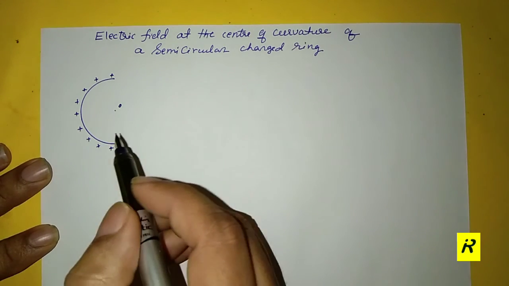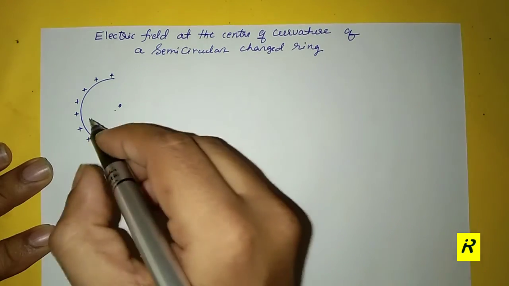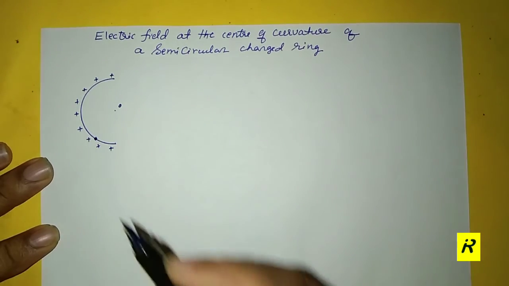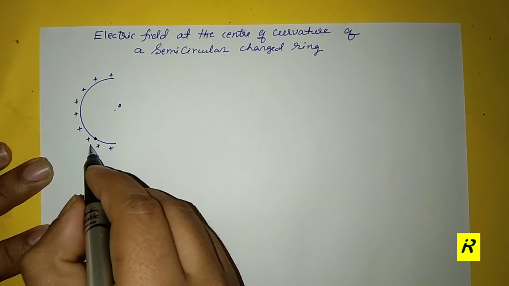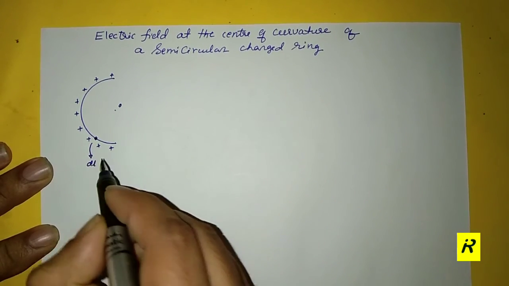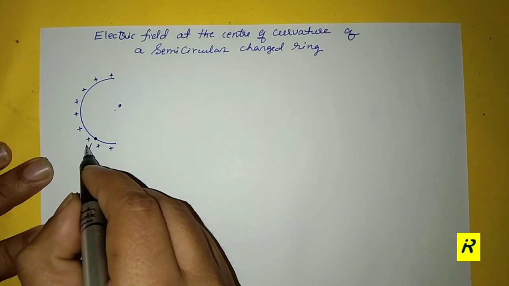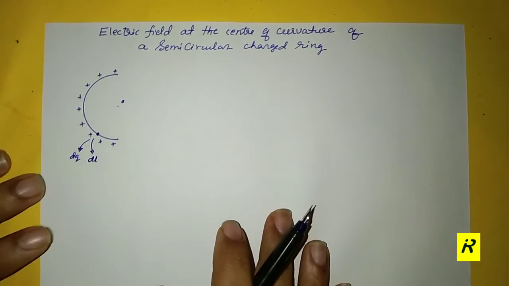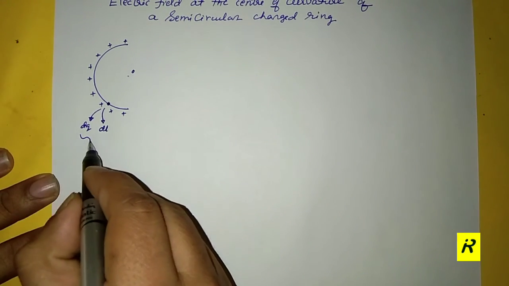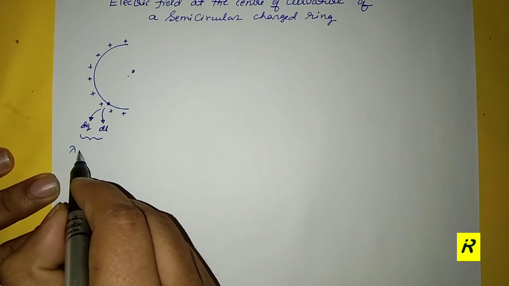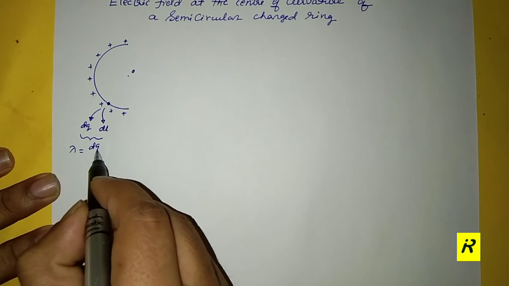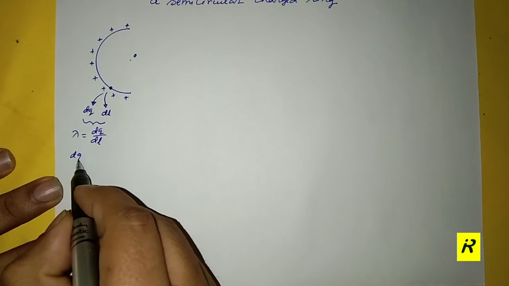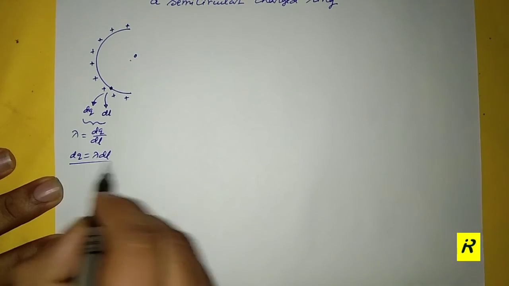For that, now I am choosing a small segment here, a small element whose length is dl and charge on this is dq. Okay, so by using these two, I can now define lambda, that is linear charge density, that is dq divided by dl. Otherwise, I can write dq is equal to lambda into dl.